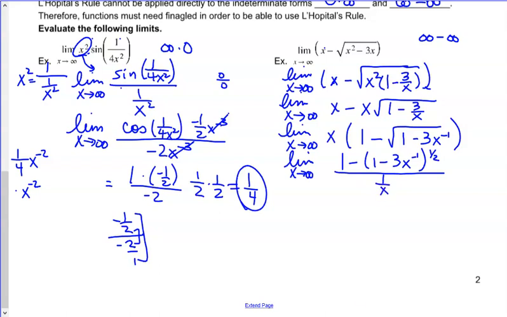Okay? Now, let's take the derivative. Because when I throw infinity in here, I'm going to get 1 minus 1, which is 0. Throw infinity in here, I get 0. And so I have a 0 over 0 case.